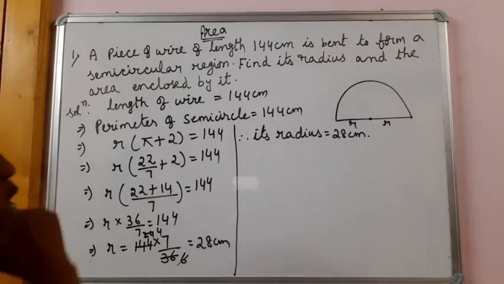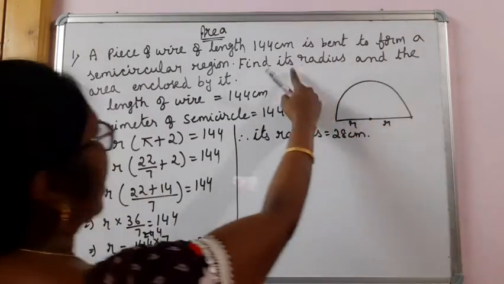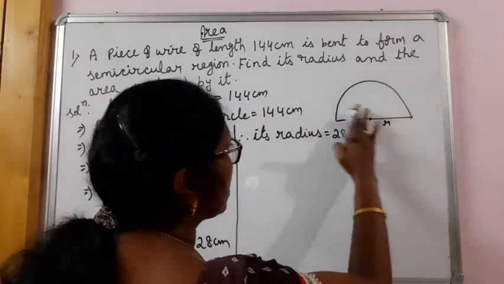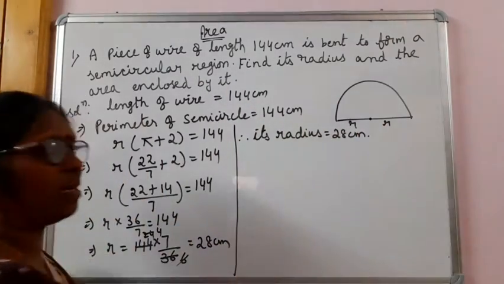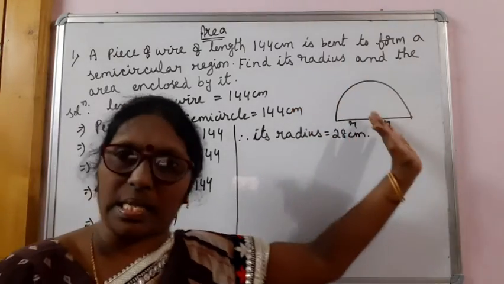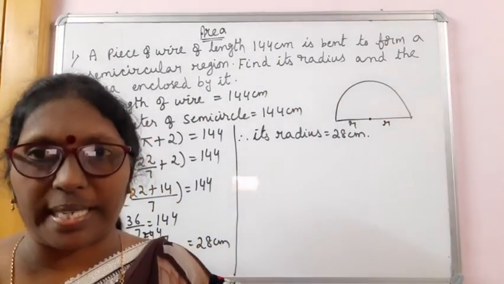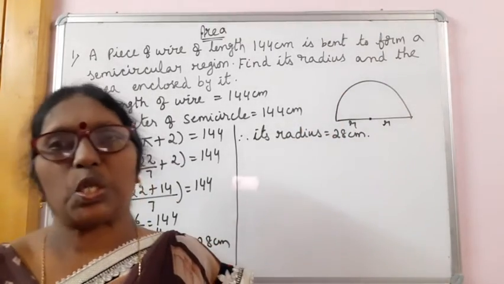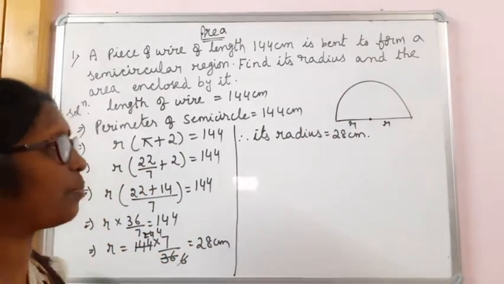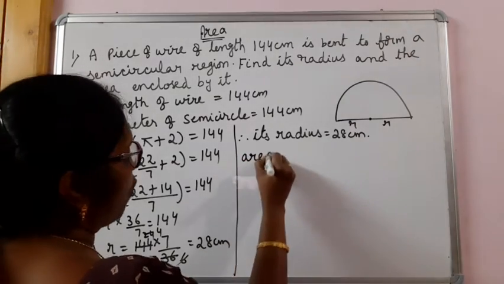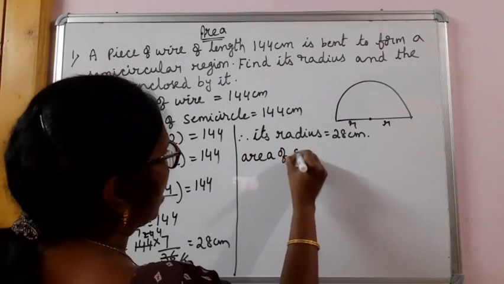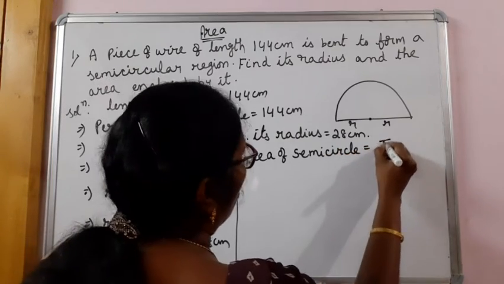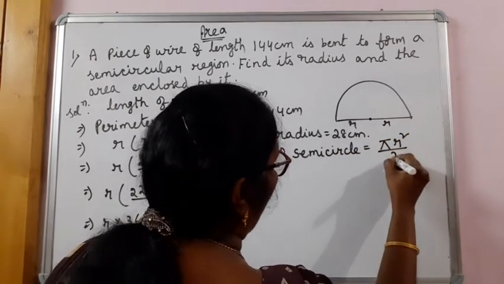After that, one more question is also asked. Find its radius and the area enclosed by it. What is the area enclosed by this wire? By this wire means by this semicircle, that we have to find out. We know that the area of a circle is pi r square. So the area of a semicircle is pi r square by 2. So by using that formula, we can find the area of the semicircle. Area of semicircle is equal to pi r square by 2.